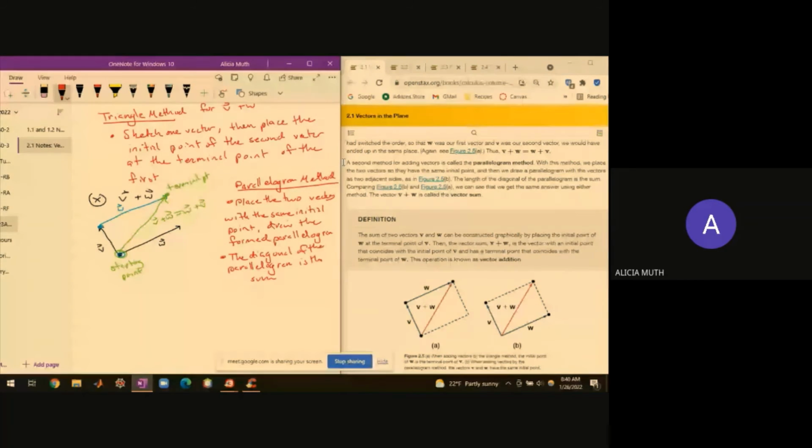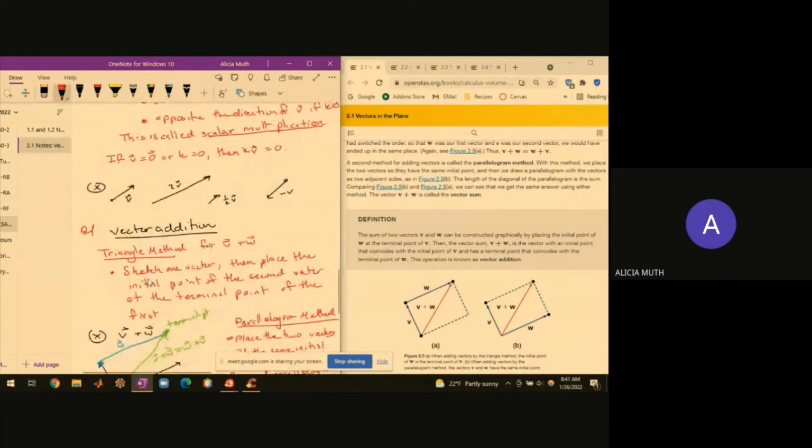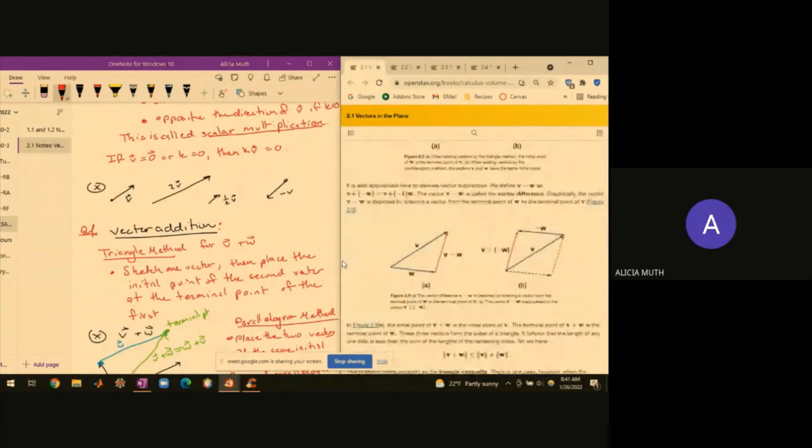Okay, so the sum of two vectors v and w can be constructed graphically by placing the initial point of w as the terminal point of v, and then the vector sum is the vector with an initial point that coincides with the initial point of v, and the terminal point that coincides with the terminal point of w. So this operation is known as vector addition. Fantastic. So we've kind of already talked through that entire definition. So I'll just add that little bit there. All right, let's see what's next.